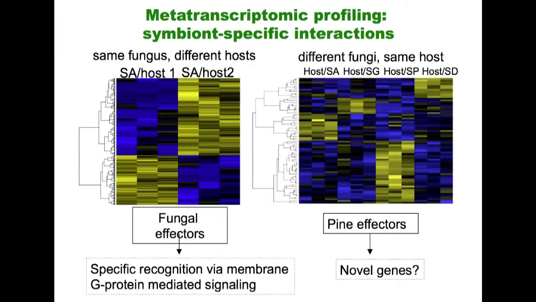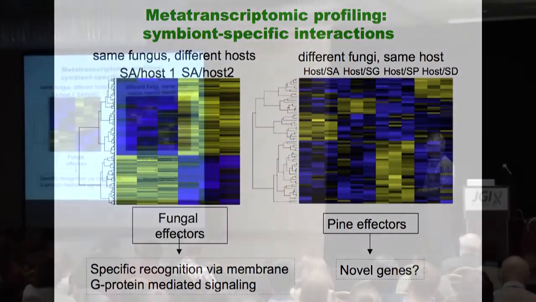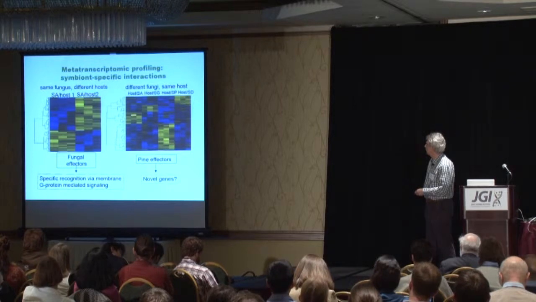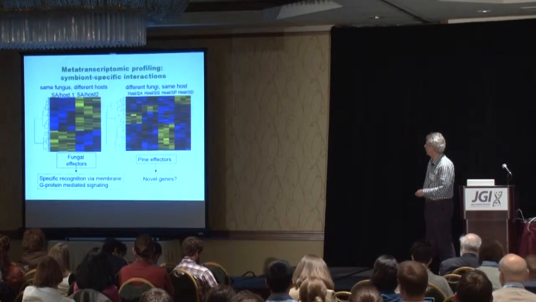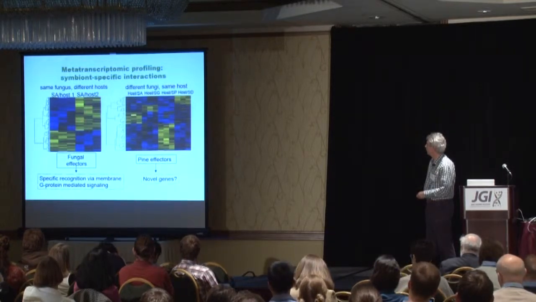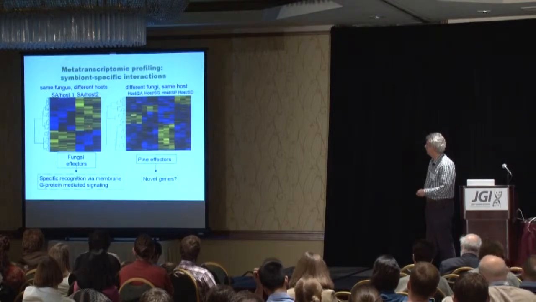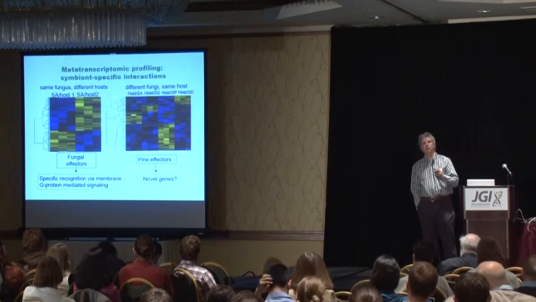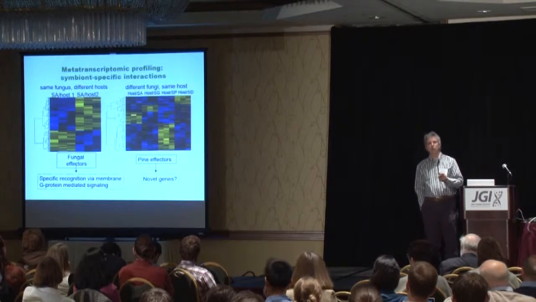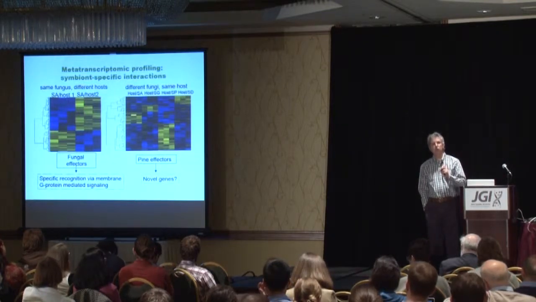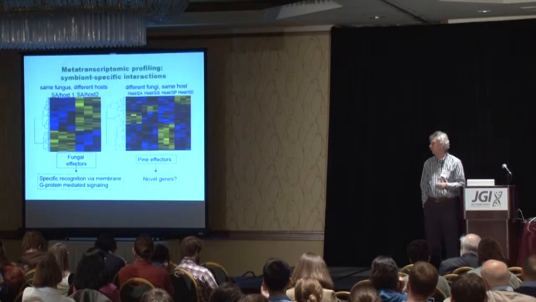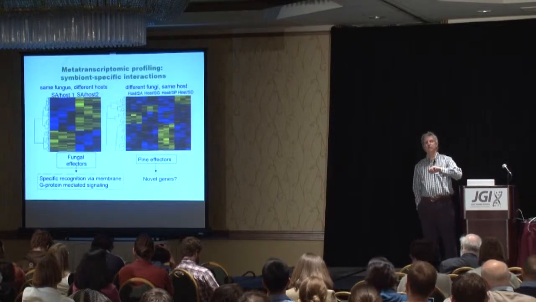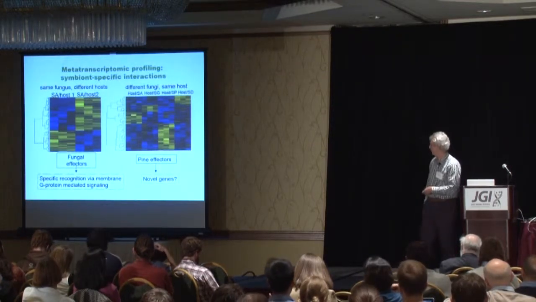Here again, we find sets of genes that are unique to each fungal species, and that's shown on the left here. So here's the same fungus, Suillus americanus, on 2 different pines, 2 different white pines, and here again, there's a different set of fungal transcripts that are upregulated depending on which host they are presented with. And if you look at it from the plant's perspective, it's even more interesting.